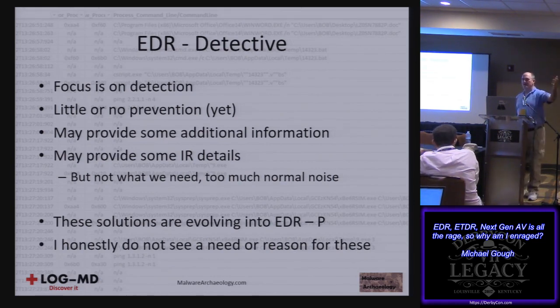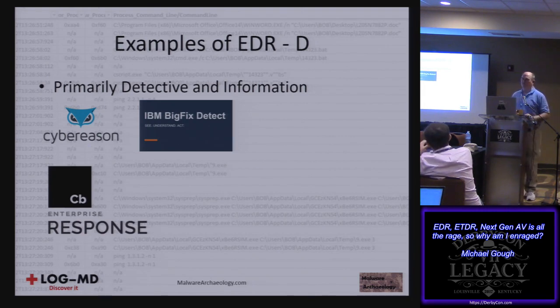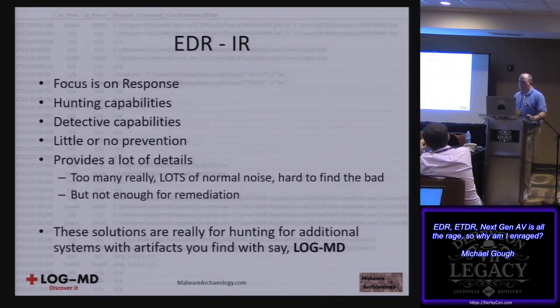But they are evolving to EDRP. All of them, the ones I talked to, are working on moving towards a preventative solution or potentially acquiring somebody. I do not see a reason for an EDRD solution. You either want to prevent or you want IR details. Here's some examples of these. IBM BigFix Detect is the old Trusteer stuff integrated with BigFix. So you get the BigFix query engine with the Trusteer detection engine. The detection stuff, not so much.